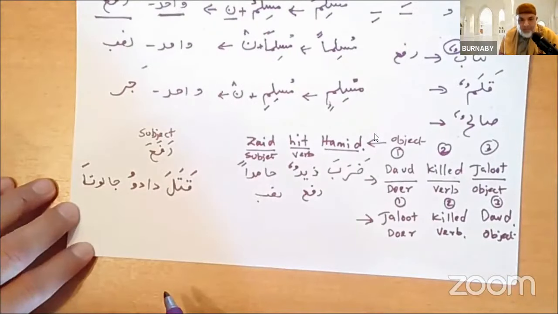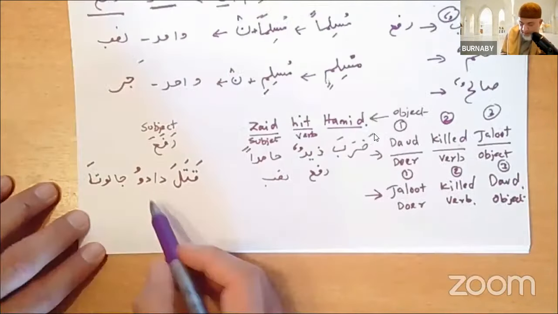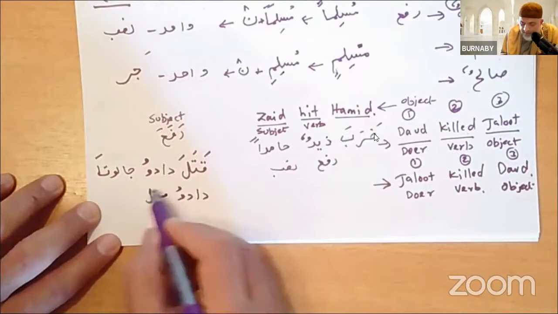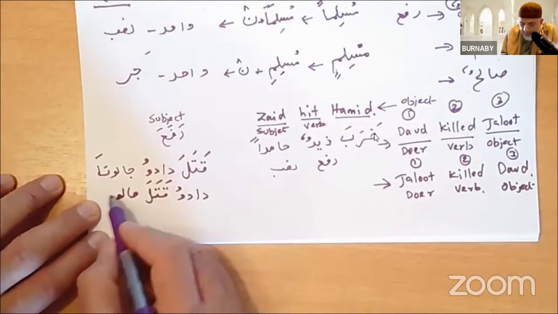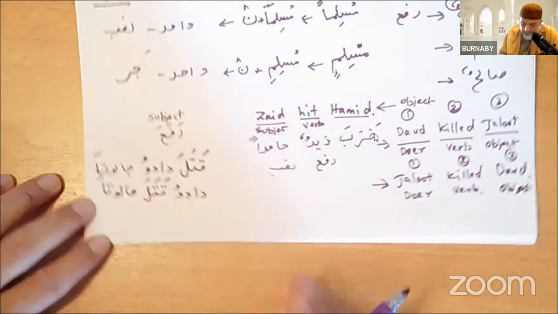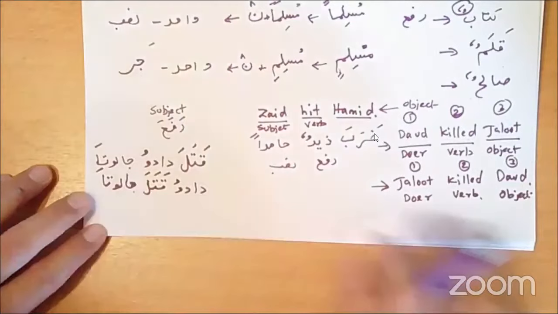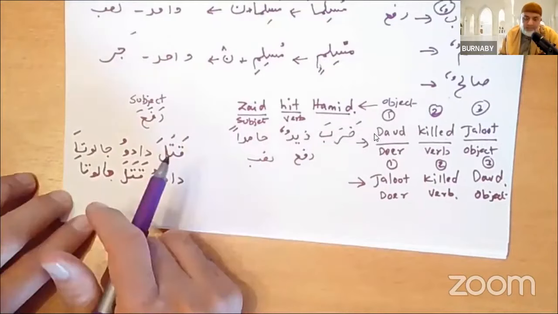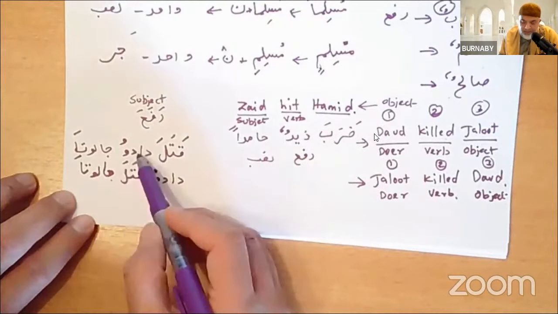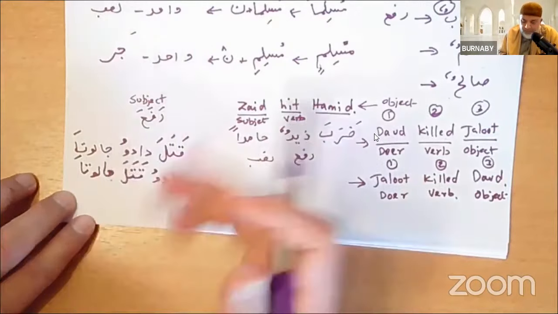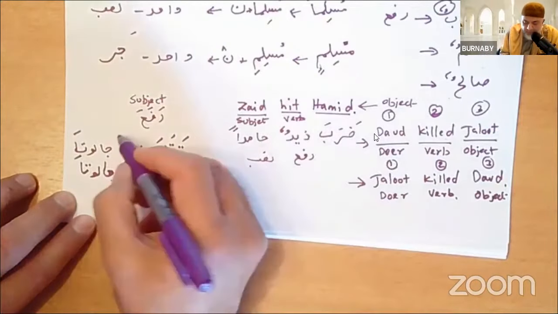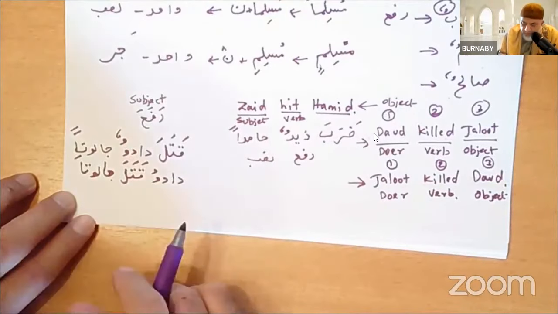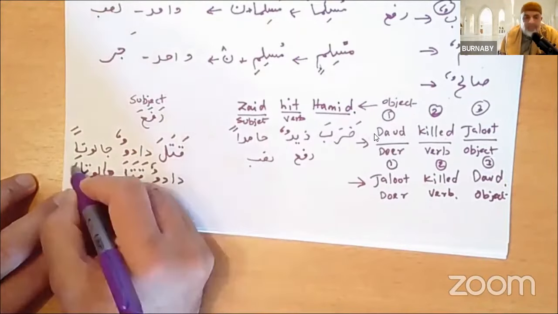Understood? Now, I can also say Dawudu Katala Jaluta. So what happened to the un there? Because it's Zaidun. That's right. Because some names in Arabic don't take the tanween. That is another rule. But to help you, I'll put Dawudun Katala Jalutun, just to not confuse you. Okay. Dawudun Katala Jalutun. Now look at this.